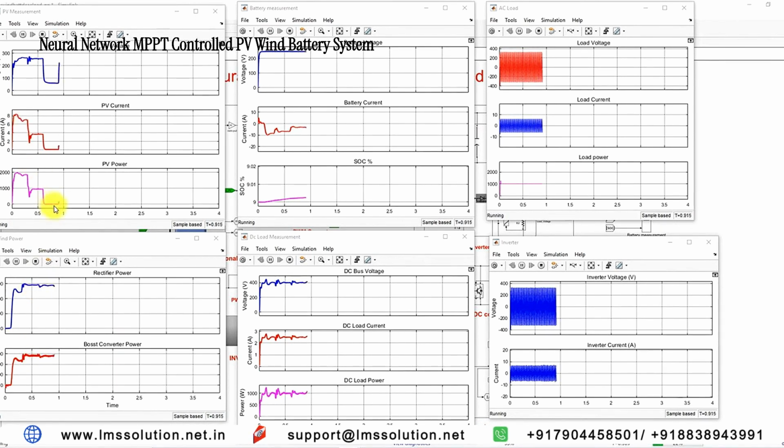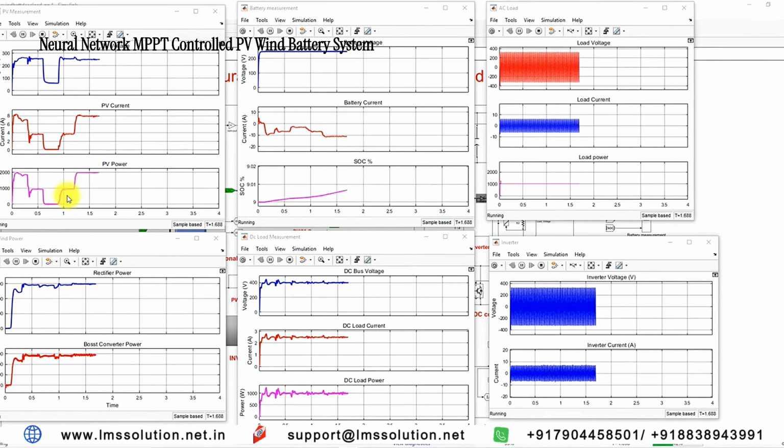Here you can see that for 10 watts per meter square the PV power is equal to 0, and the PV current is 0, and the PV voltage is around 50 volts only during the low irradiation condition. And then the irradiation changed to 500 watts per meter square. Because of that the PV power is generated around 990 watts. After 1.2 seconds the irradiation changed to 1000 watts per meter square. Because of that we are getting around 2000 watts from the PV panel. Almost the maximum power is extracted by means of the neural network in both the PV and wind energy systems.